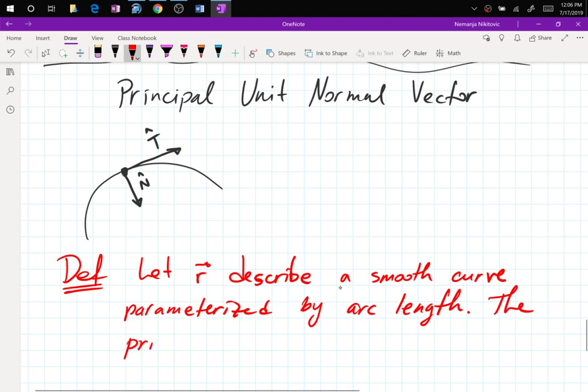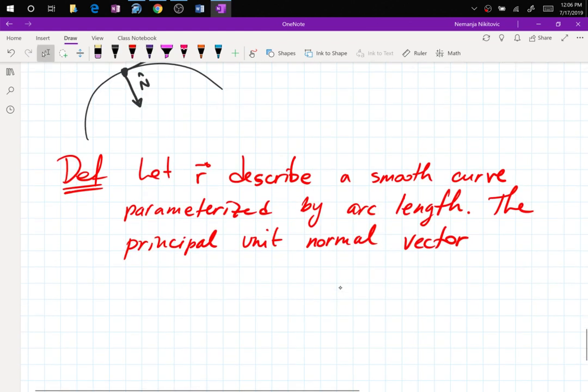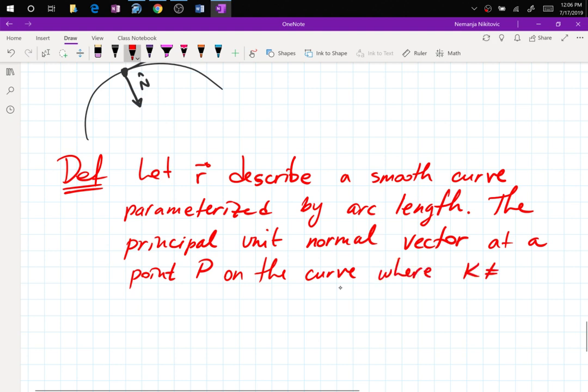So the principal unit normal vector at the point P on the curve where curvature is not zero, so curvature different than zero, is n hat of s, that is the derivative of the unit tangent vector, divided by the magnitude of that vector.